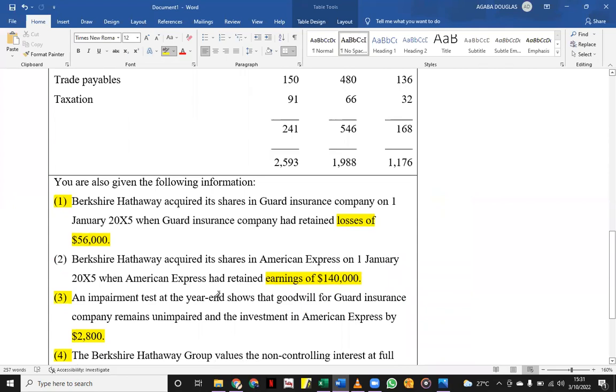They have given us the following information: Berkshire acquired its shares. That simply means Berkshire is going to be our parent. In Guard Insurance Company on 1st January 20x5, when Guard Insurance Company had losses of 56,000. So we do not know if Guard Insurance is a subsidiary or an associate. Berkshire also acquired shares in American Express on 1st January 20x5, when American Express had retained earnings of 140.